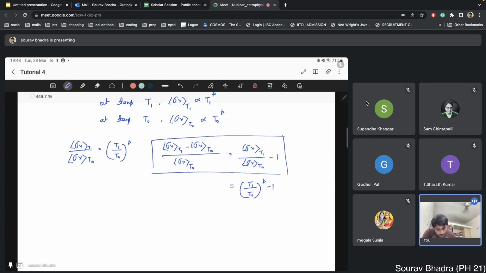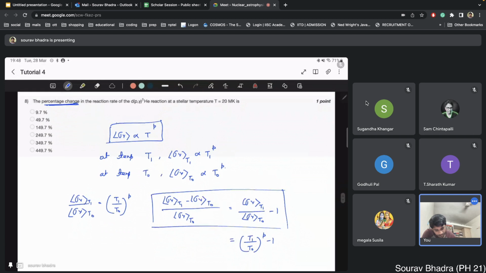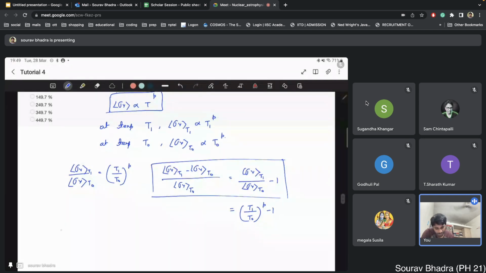Now we will have to calculate the percentage change of the rate. So this is the change of reaction rate. The numerator is actually delta sigma v, that is the change between sigma v T1 minus sigma v T0, divided by the initial sigma v, which tells you the fraction of change. Now we will convert it into the percentage change. We will just multiply it by 100. So sigma v T1 minus sigma v T0 by sigma v T0 times 100 will give you T1 by T0 to the power p minus 1 times 100.